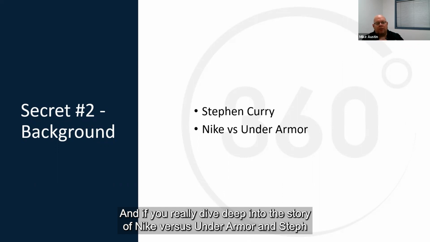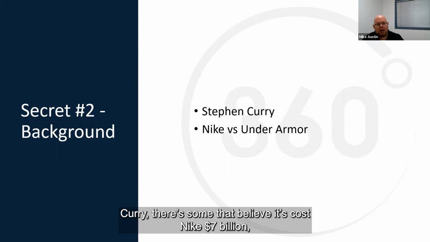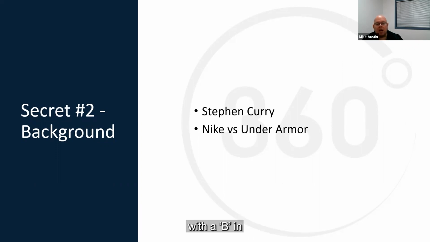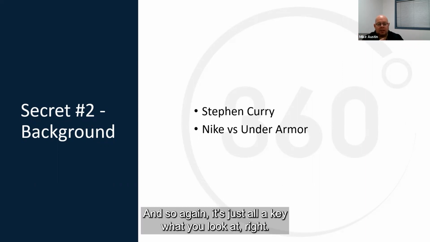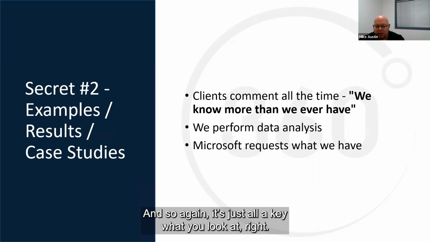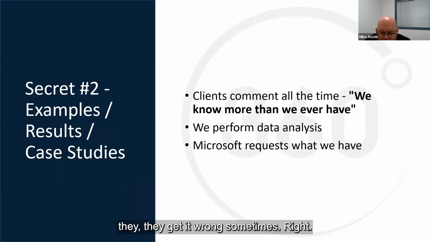Mm-hmm. And if you really dive deep into this story of Nike versus Under Armour and Steph Curry, there's some that believe it's cost Nike $7 billion with a B in apparel sales and things like that. Right. And so, again, it's just all a key of what you look at, right? Even in sports, they get it wrong sometimes.